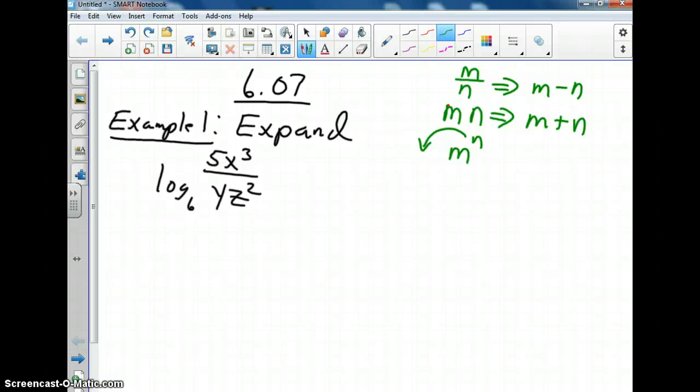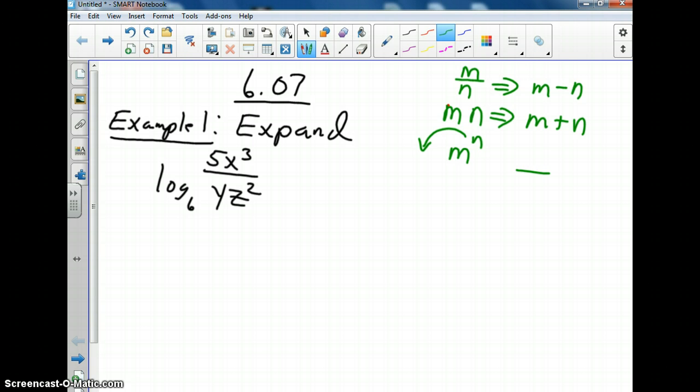Okay, so here's the first example. Example number one, what you want to do is expand this. Now what does it mean to expand? It means to make it larger, bigger, exactly. Okay, so here's the thing. When you do these problems, when you expand logarithms, here's the way in which you do this.